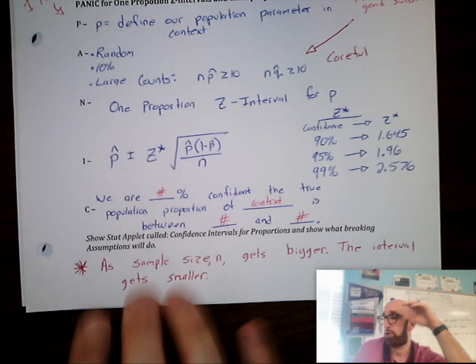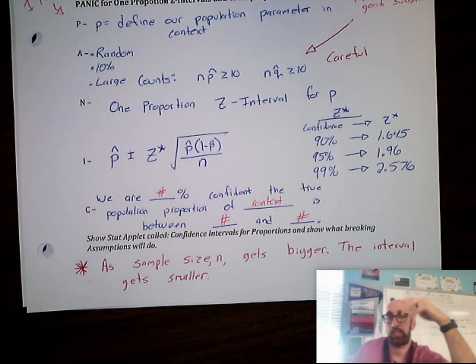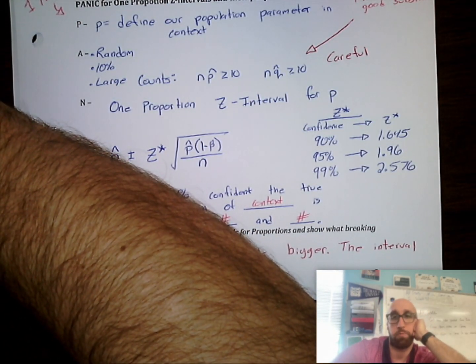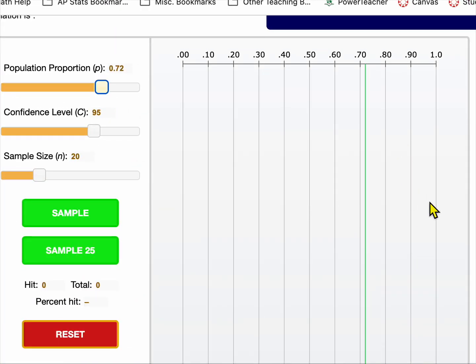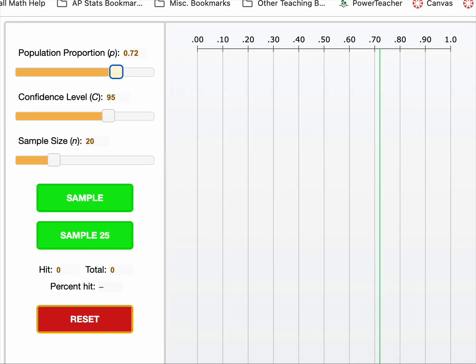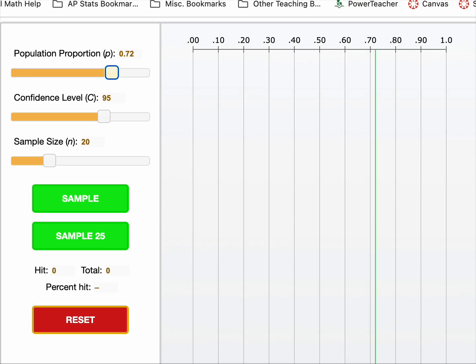Okay, I'm going to show you some different things here. I'm going to talk about how as the sample size gets bigger, the interval gets smaller. I'm going to show you a couple of these things real quick. So let's see if I can get this in the screen. So here's what's going on. This is a visualization of what confidence intervals are doing.